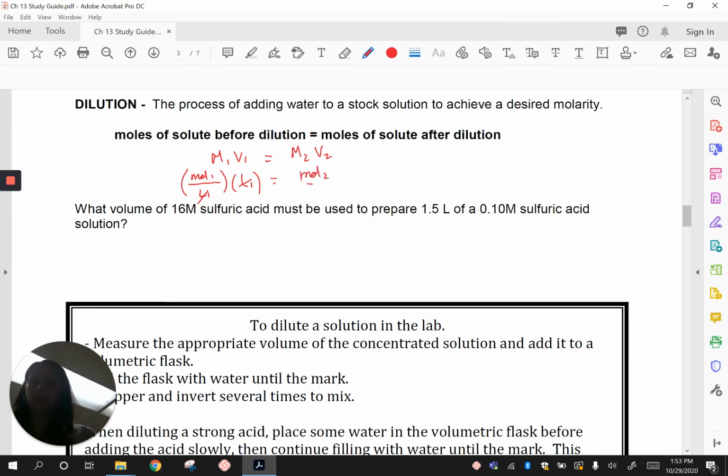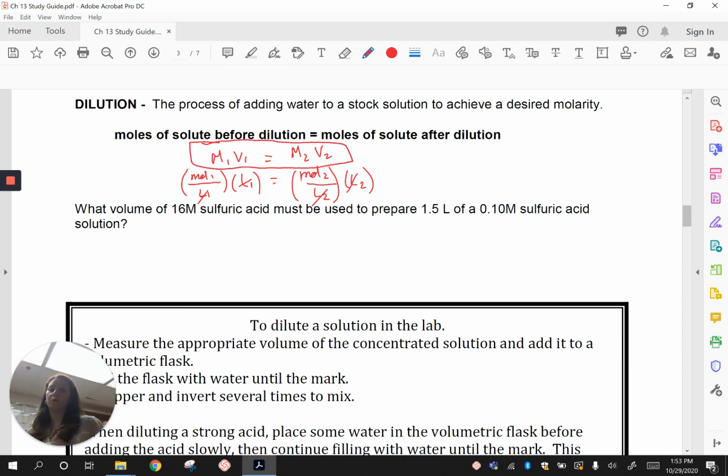Same thing here, if I take molarity of solution 2, which means moles of solute over liters, multiply by the volume of solution 2, my liters cancel and I end up with moles. It is true that the moles of solute in my first solution are equal to the moles of solute in my second solution, and so I can set M1V1 equal to M2V2. So this is the dilution equation. That's the equation that you would want to use when you are diluting a solution.